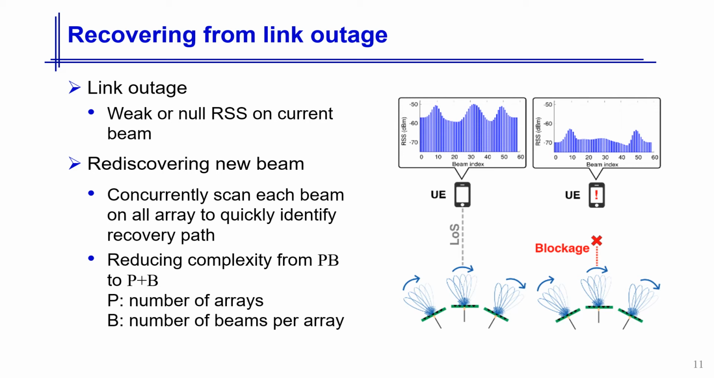The AP then scans a beam with the strongest RSS on each array to find the best array. This simple design reduces complexity significantly.